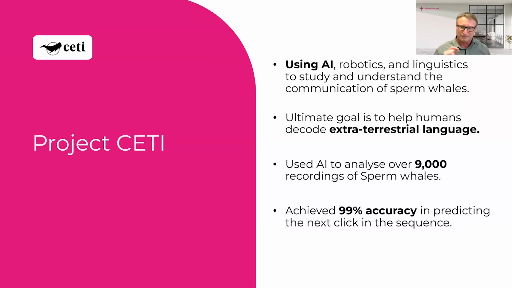But the cool thing about this story is that they took a massive data set of sperm whale calls, over 9,000 recordings of sperm whale sounds. And they trained this AI chatbot, if you like, on those sounds. And it got really, really good at understanding the sequence of the sounds and predicting what was going to come next. It got to the point where it was 99% accurate in guessing what the next sound was going to be, the next bloop or squeak or whatever it might be.